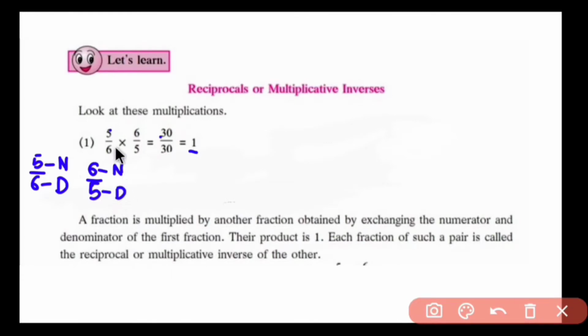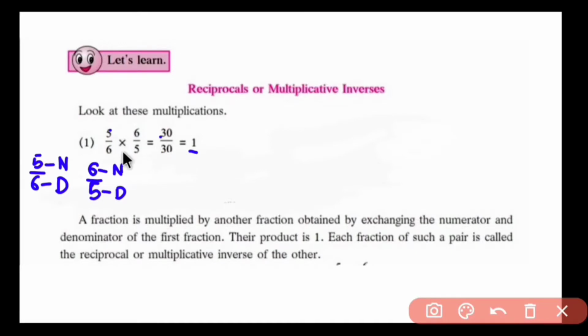So what speciality can we see in these two numbers? The numerators and denominators are exchanged. That means the numerator of first fraction becomes denominator of second fraction and denominator of first fraction becomes numerator of second fraction. So when in such a way numerators and denominators are exchanged with each other, we can say that these two numbers are reciprocal of each other and their multiplication answer is always 1.